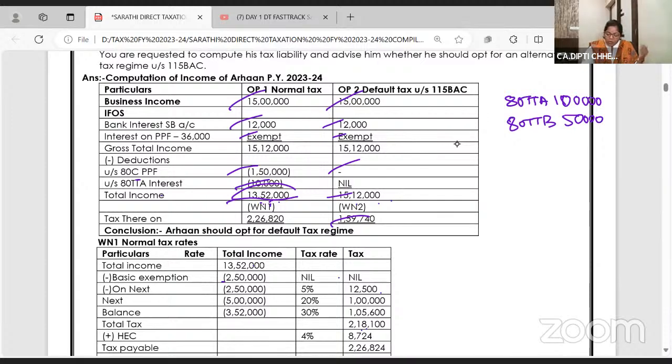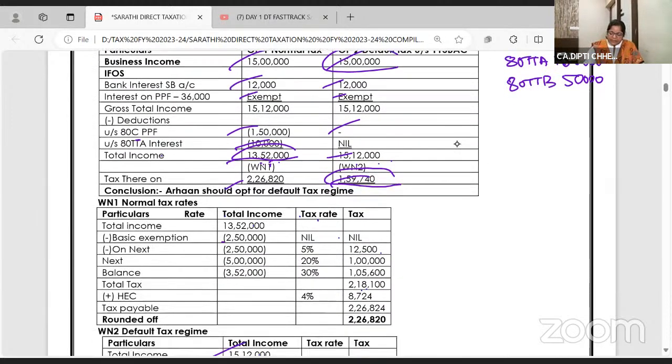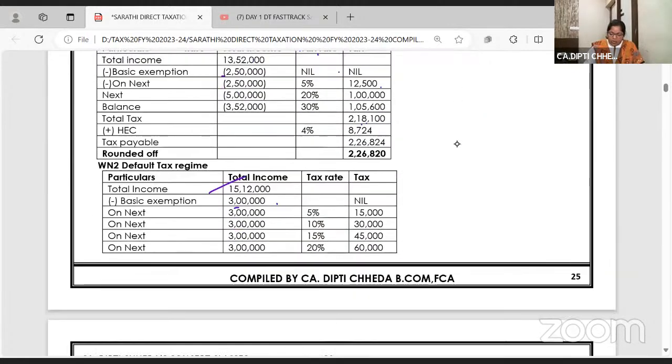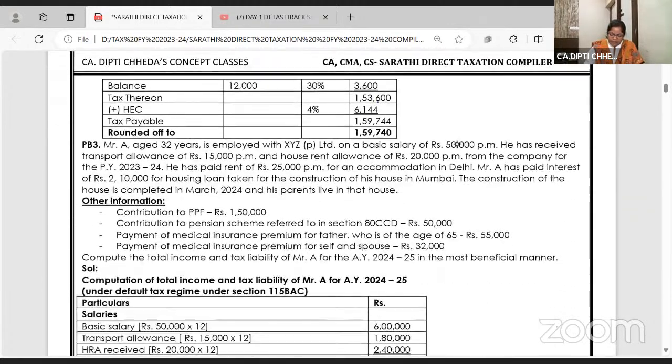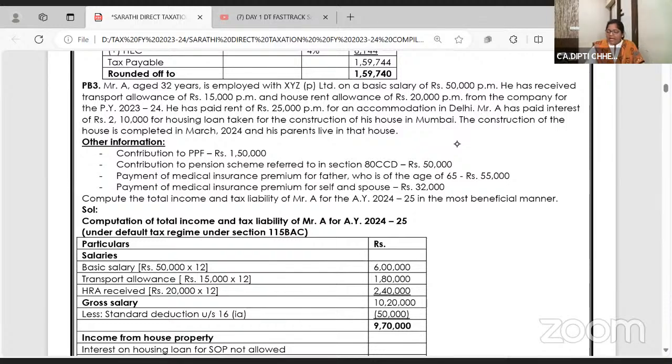But what is your normal tax? 226, whereas default 159. So the conclusion is Arhan should opt for default tax. But because he's having business income, he should opt once for default and continue the same. He cannot opt in and out every year because he's having business income. So he should opt for default tax regime. This is also a very nice problem.